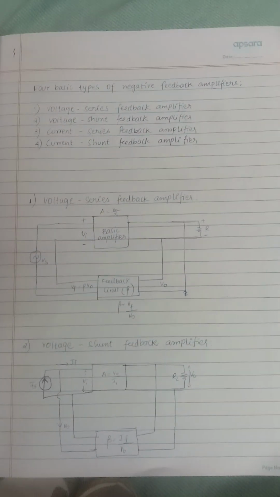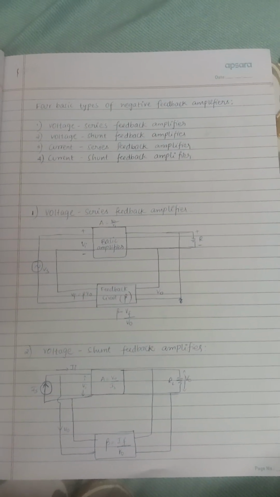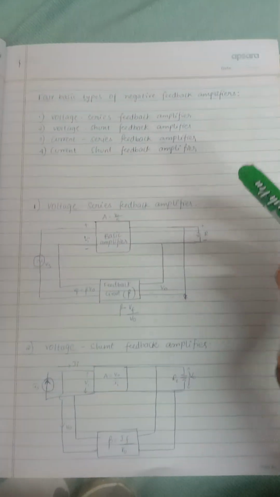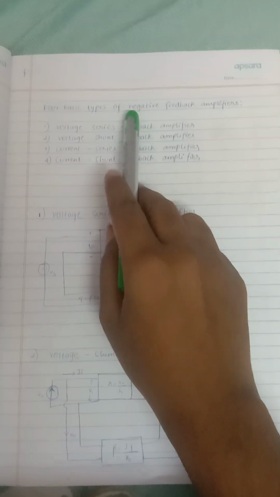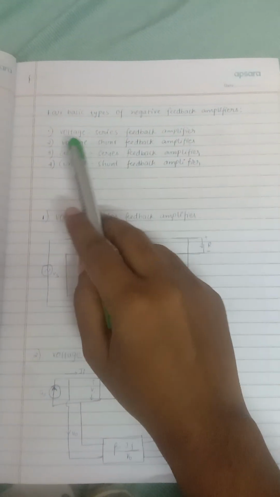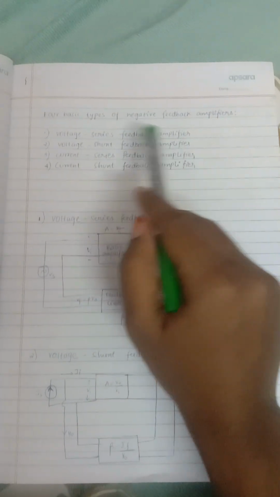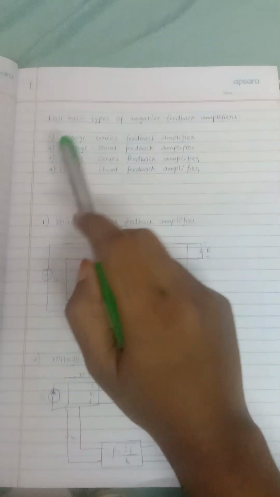Welcome to today's session. The basic types of negative feedback amplifiers. There are four basic types of negative feedback amplifiers. They are voltage series feedback amplifier, voltage shunt feedback amplifier, current series feedback amplifier, current shunt feedback amplifier.